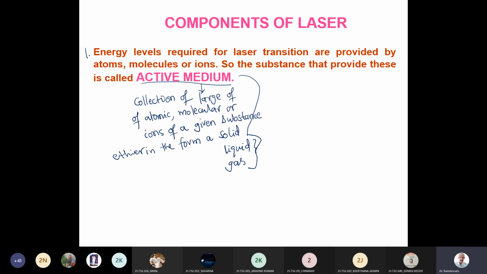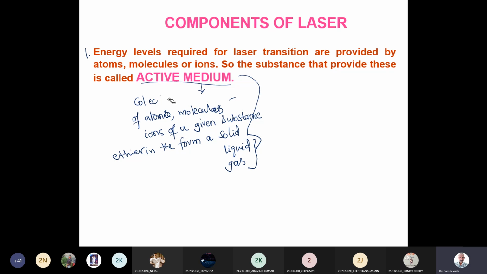So the first component of a laser is that we must have a medium. The medium consists of atoms, molecules, or ions. These will provide you the metastable state. In the metastable state, we try to get population inversion by means of pumping. Therefore, the first one is the active medium. The active medium is a collection of a large number of atoms, molecules, or ions of a given substance, either in the form of a solid or liquid.